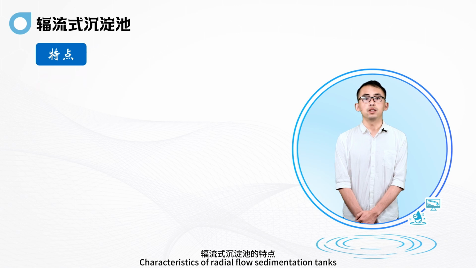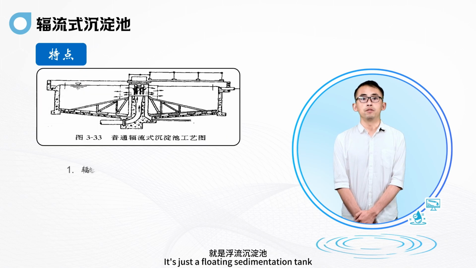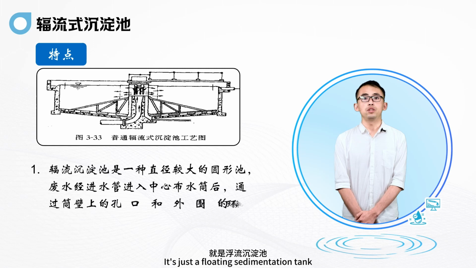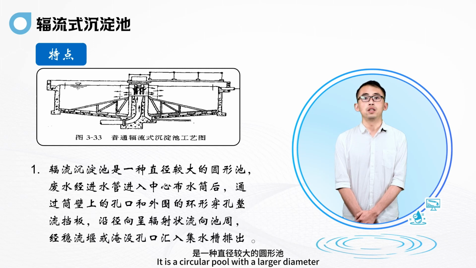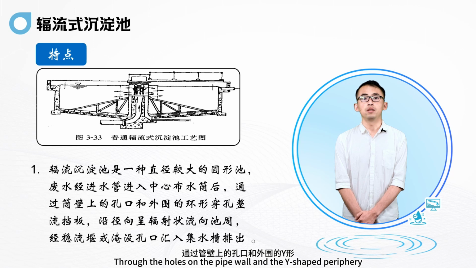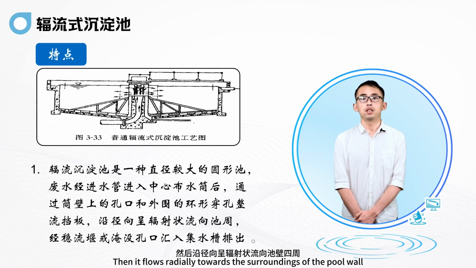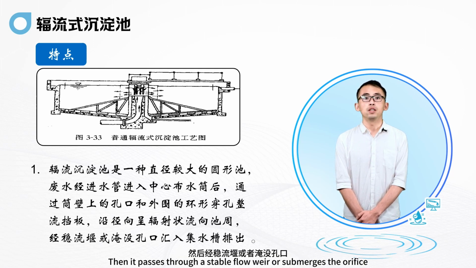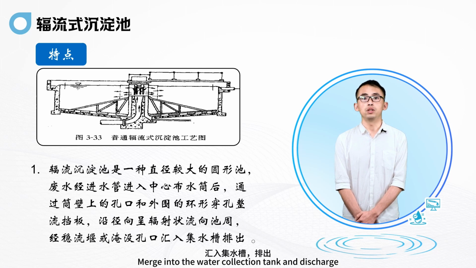Let's take a look at the radial flow sedimentation tank. Characteristics of radial flow sedimentation tanks: it is a circular pool with a larger diameter. The wastewater passes through the inlet pipe, enters the central water distribution pipe, and through the holes on the pipe wall and the perforated rectifier baffle on the periphery, it flows radially towards the pool wall. Then it passes through a stable flow weir or submerged orifice and merges into the water collection tank to be discharged.